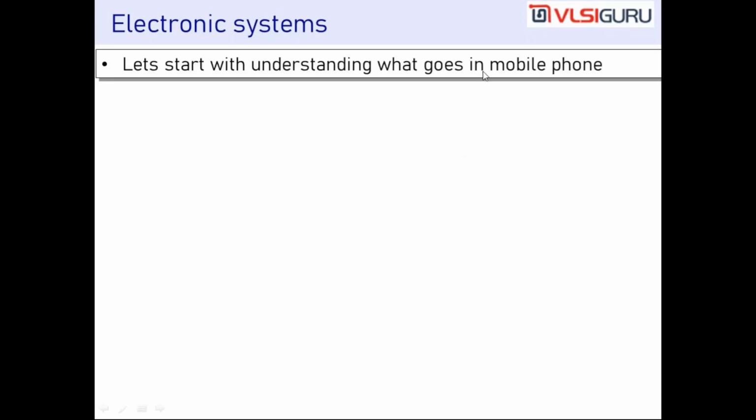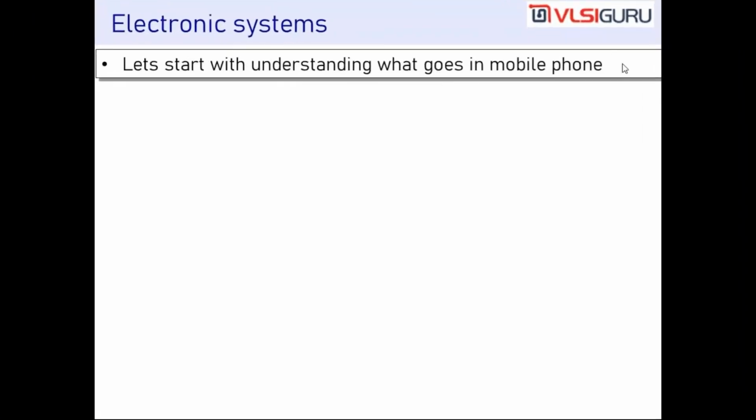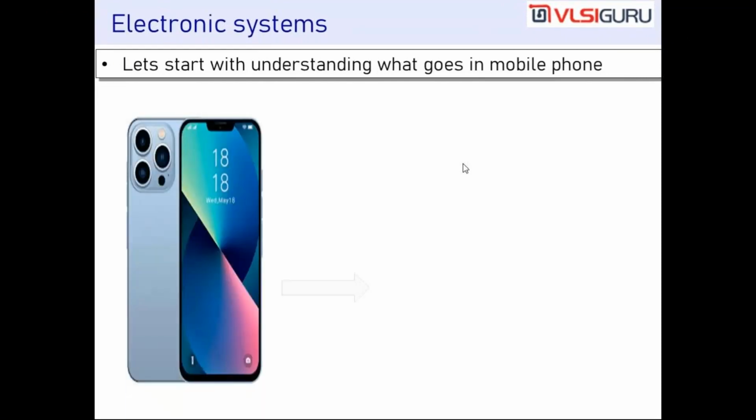Let's start off with understanding what goes into a mobile phone. If you see the mobile phone that you are using, what do you see? Can someone tell me? Display. If we open the mobile phone, what do you see now? Some circuit, some board, processor, then some chips. What else do you see? Battery, microphone, speaker, right?